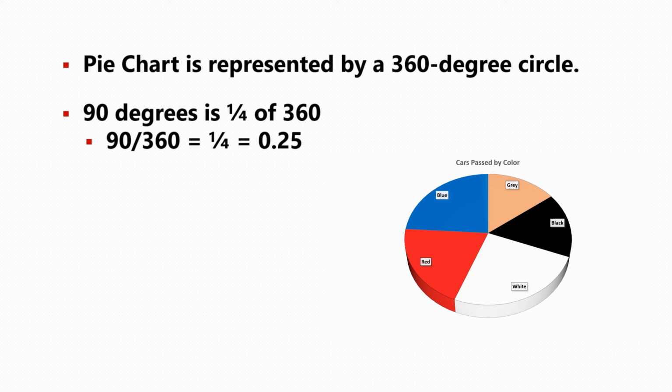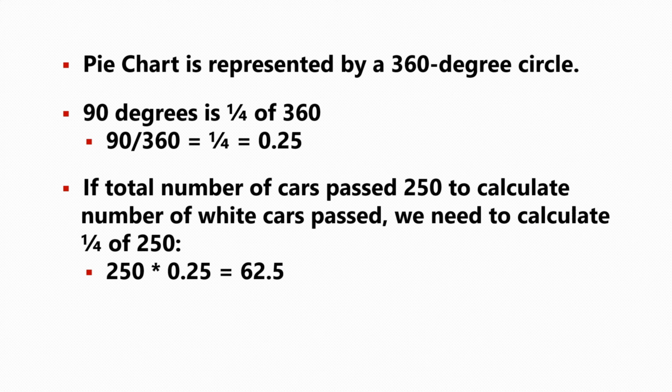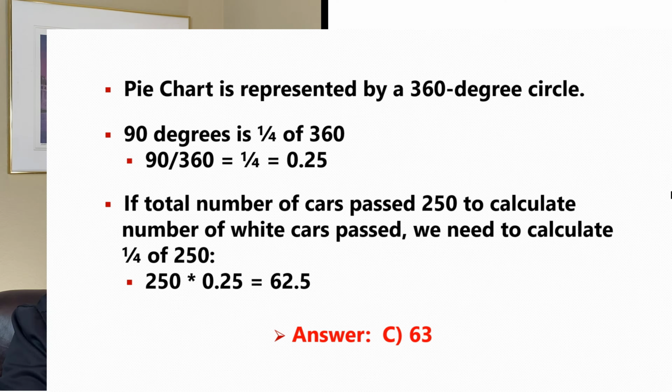We need to build a proportion to calculate the final value. If the total number of cars passing the traffic light is 250 and it's represented by a 360-degree circle, to calculate the number of white cars, we need to multiply 250 by 0.25. So the end result is 62.5. The closest value among the answers is 63. So the correct choice here is choice C, 63. Hopefully you've nailed this question and now know how to answer similar problems on the test.